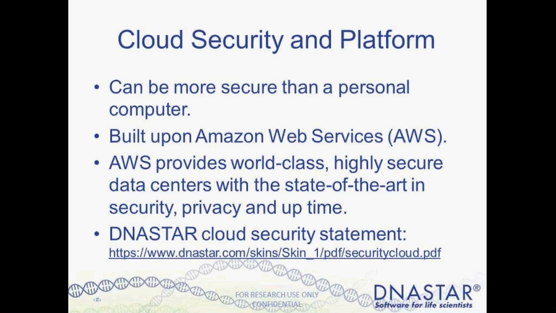The DNASTAR Cloud is built upon Amazon Web Services. Amazon's world-class, highly secure data centers offer the state-of-the-art in security, privacy, and uptime. In fact, in May of 2013, the U.S. Department of Health and Human Services granted Amazon an agency authority to operate under the Federal Risk and Authorization Management Program. The upshot of this means that government agencies are allowed to use the Amazon platform for their secure data. If you'd like some more information about the DNASTAR Cloud security platform, you can download this PDF document at this link here from the DNASTAR.com website.